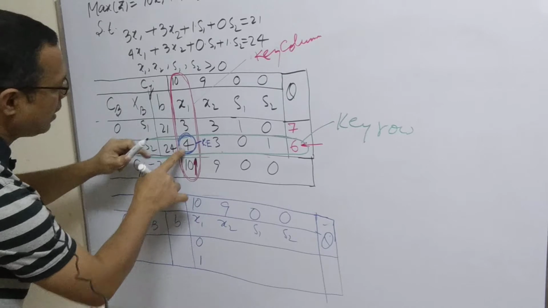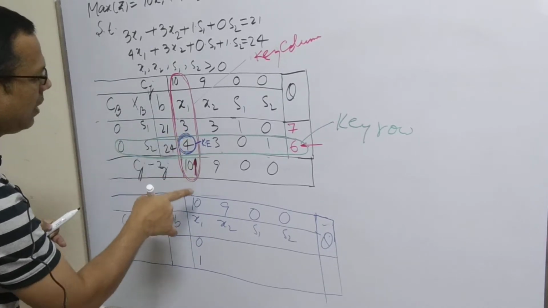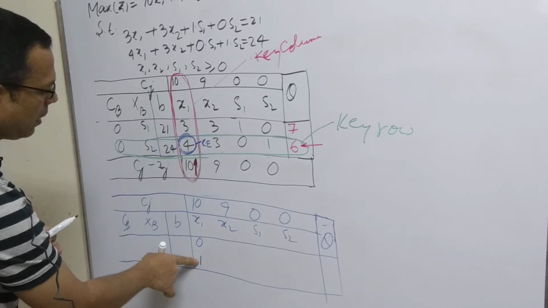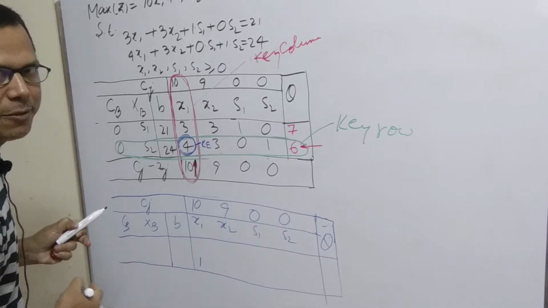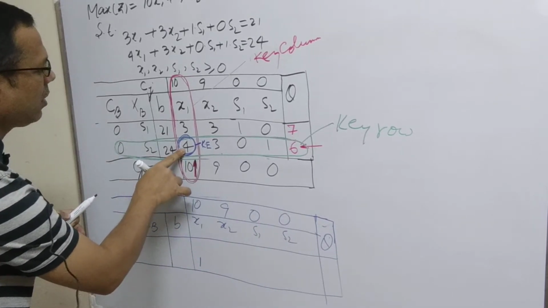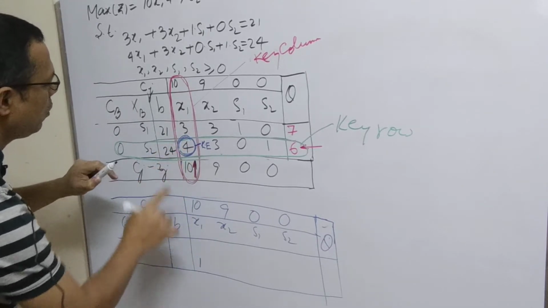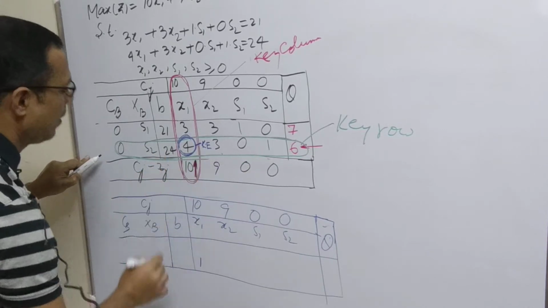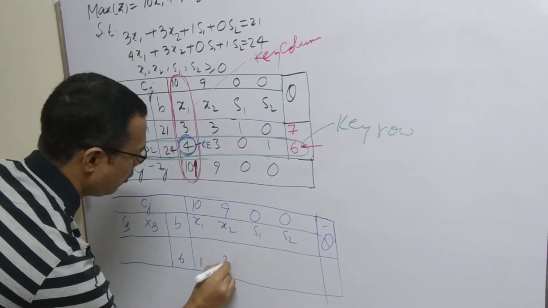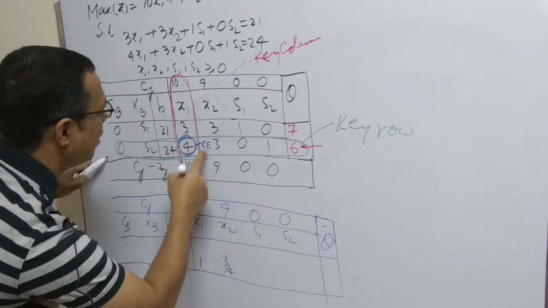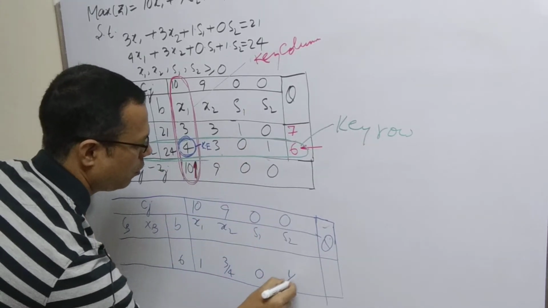So how are we going to get this 1? It means we are going to divide this key element by itself. So 4 divided by 4 we get 1. Here, first don't write, or you will get confused. First you need to complete this row. You divide this key element by itself, so it gives you 1. Because it gives you 1, you need to divide all these values by this 4. So 24 divided by 4 is 6. 3 divided by 4, we write 3 by 4. 0 divided by 4 gives you 0, and 1 divided by 4 will give you 1 by 4.